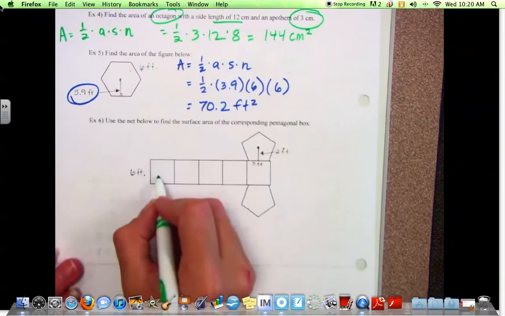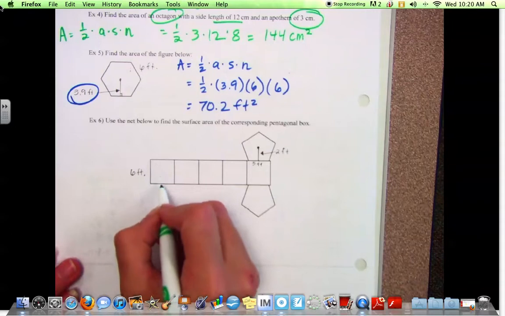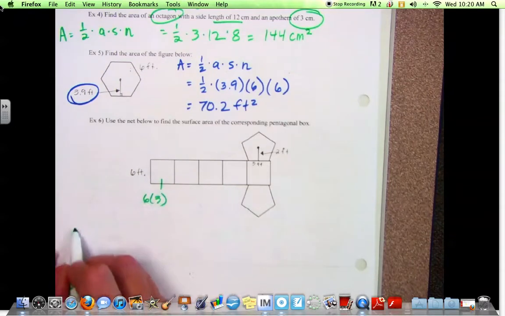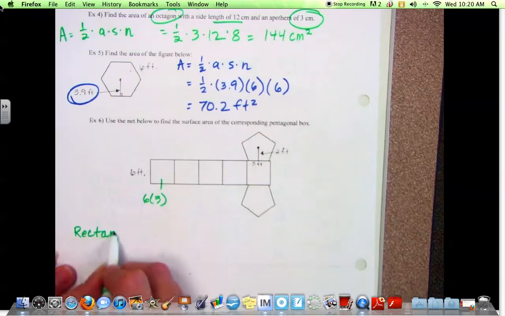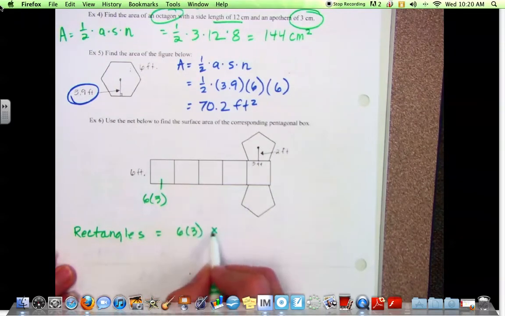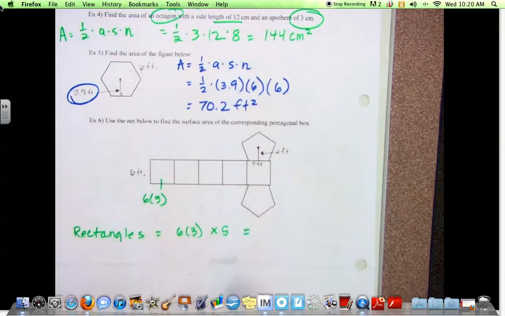So the dimensions of the rectangle out here are what? 6 times 3. How many are like that? 5. 6 times 3 times 5 gives us how much? 90.